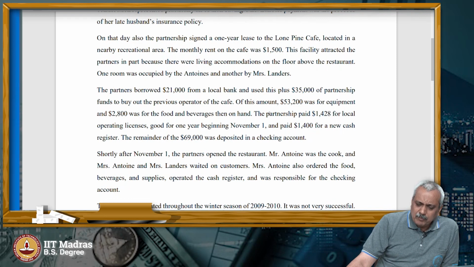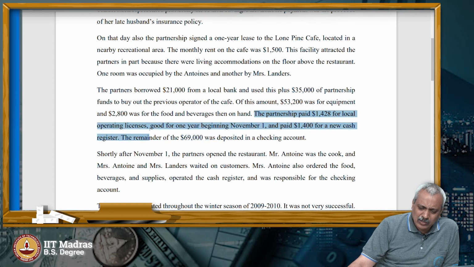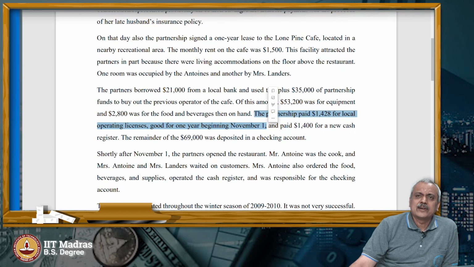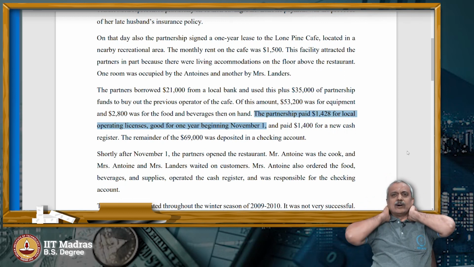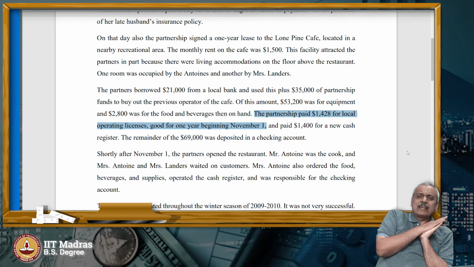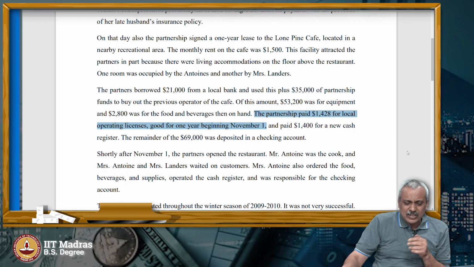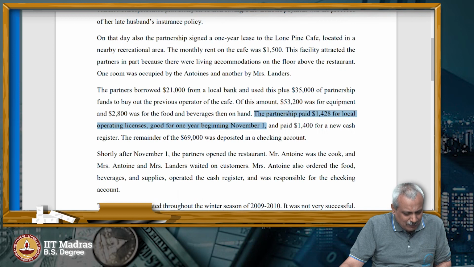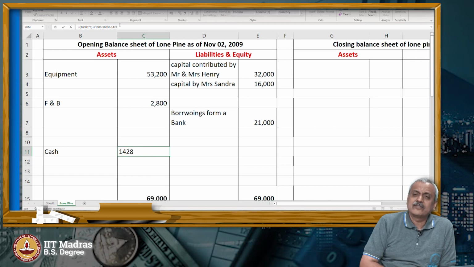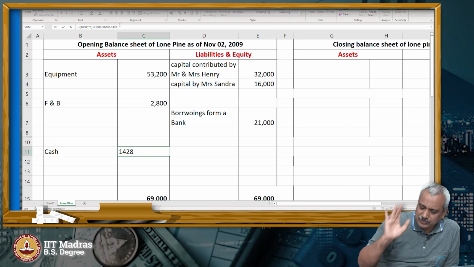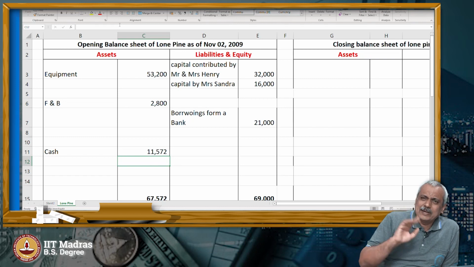And the partnership paid 1,428 for a local operating license good for 1 year beginning November 1st. The partnership paid 1,428 for an operating license that is good for 1 year. Now again, somebody can say, expect cash, what happens? When you have paid, what happens? My cash balance comes down by 1,428. So fine, asset comes down. Now what is it? Is it an expenditure?